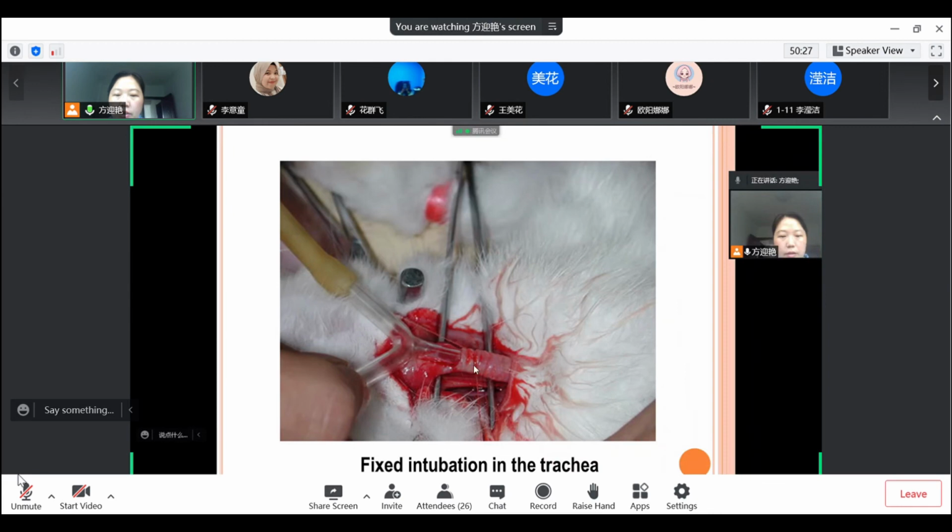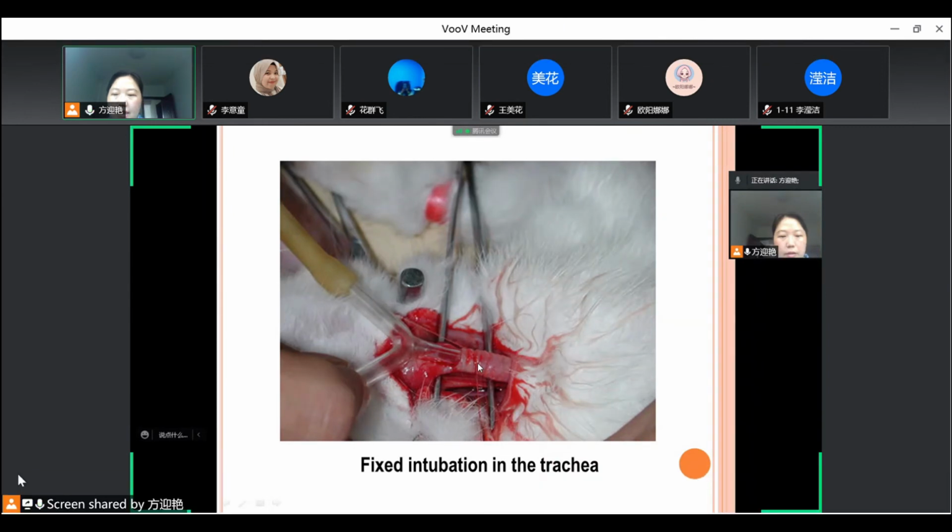The cotton thread, not a thin thread. A thin thread can damage the trachea, but the cotton thread cannot. That means the air can go into the tube and then into the airway, the trachea, and then the lung. Through this tube connected to the respiratory transducer, we can record the respiratory curve.